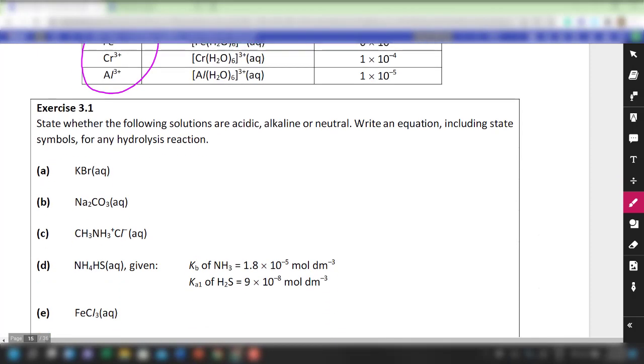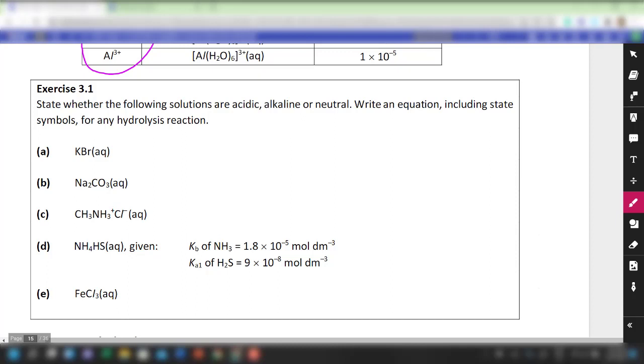So with that, let us look at exercise 3.1. You are asked to state whether the following solutions are acidic, alkaline, or neutral, and then write equations, including state symbols, for any hydrolysis reaction. For A, you have potassium bromide. I think you can guess that it is the salt of potassium hydroxide and hydrobromic acid, so therefore it's the salt of a strong acid and strong base. I expect it to be neutral, so there won't be any hydrolysis.